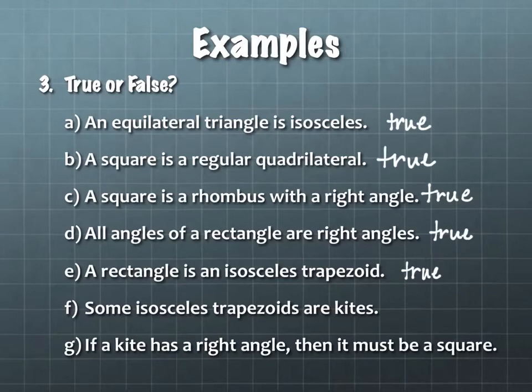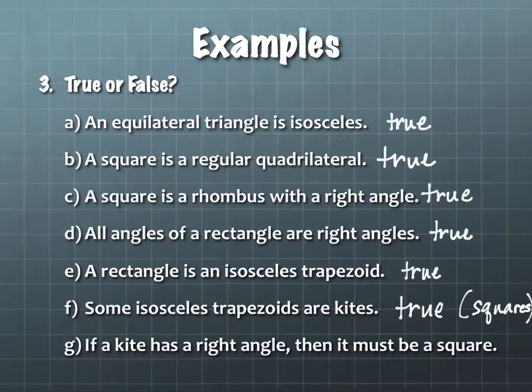Some isosceles trapezoids are kites. It's true. Specifically, squares. Squares are, in fact, isosceles trapezoids, much like a rectangle would be. And they have the two sides equal here and two sides equal here, or here and here, whatever you want to draw them as.